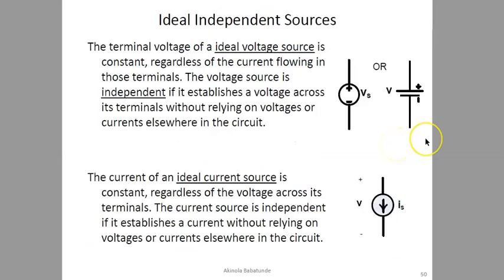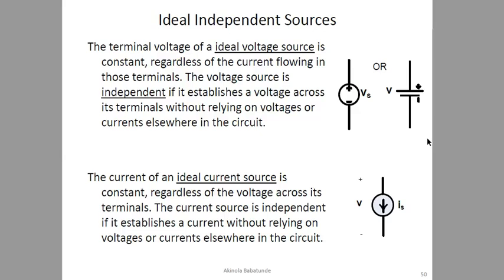All right. Now we're going to quickly talk about independent sources, ideally independent sources. We have a voltage source and then we have a current source. We have an ideal voltage source and we can also have an ideal current source. What is an ideal voltage source? Please pay attention to this. The terminal voltage of an ideal voltage source is constant, regardless of the current flowing in those terminals. This simply means that an ideal voltage source is constant, irrespective of the value of the current flowing in those terminals.